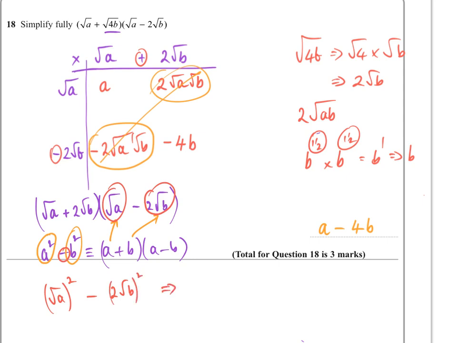And you'd see that root a all squared is just a, and this all squared is just going to give you 4b. So there were two ways of looking at that, but if you're not really confident, then use a grid. That's absolutely fine. So a minus 4b is the answer.